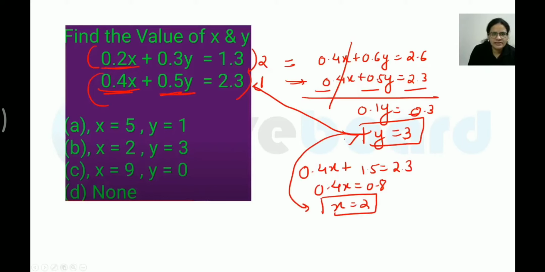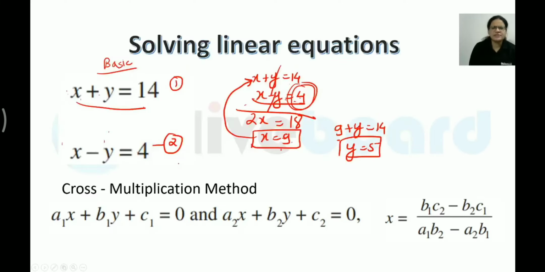So I hope it is clear. You have to make these coefficients the same. That is the only condition over here. But this way it is very tedious to get the answer. So rather than doing this, I'm going to teach you a very good shortcut. What is that shortcut? That is nothing but the cross multiplication method. Now let me explain what the cross multiplication method is.